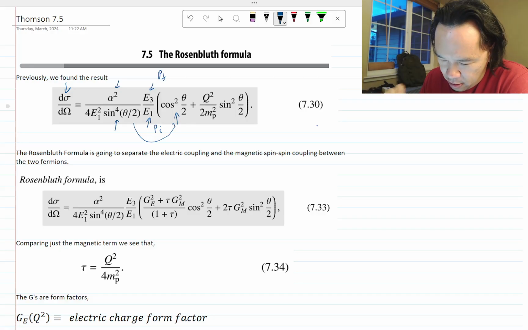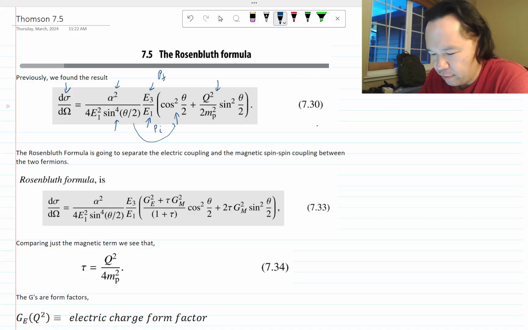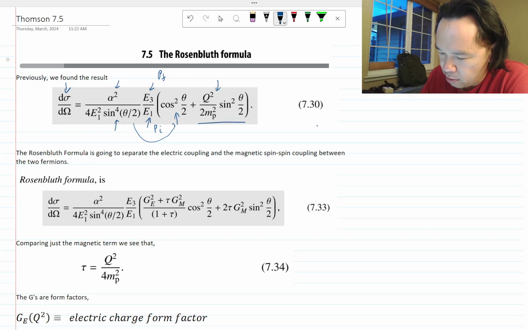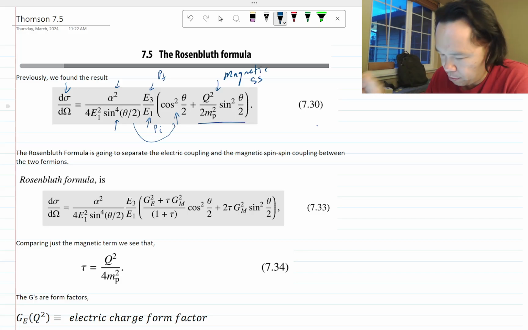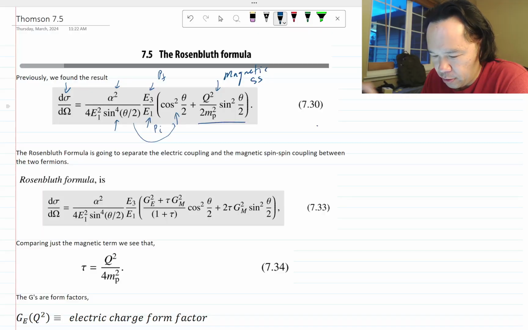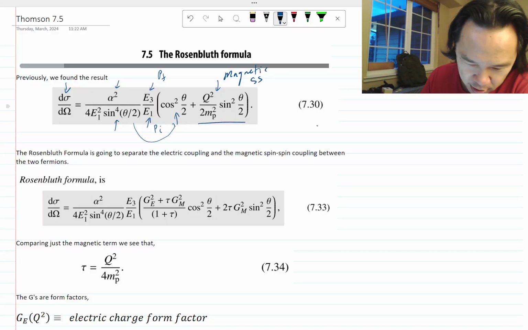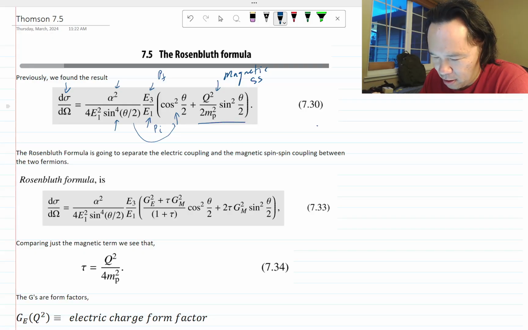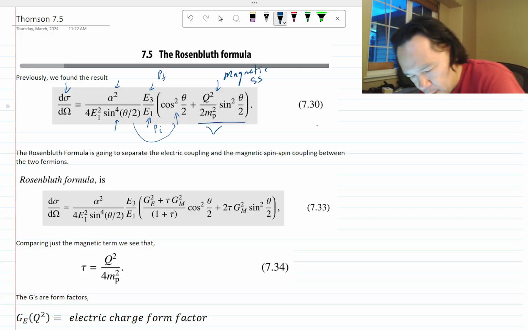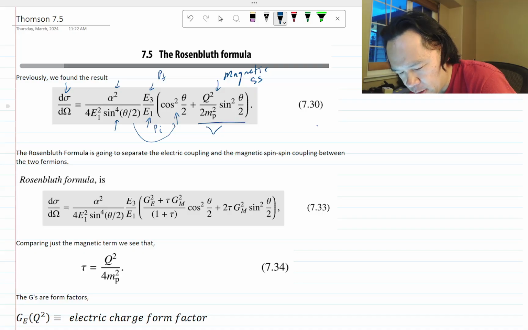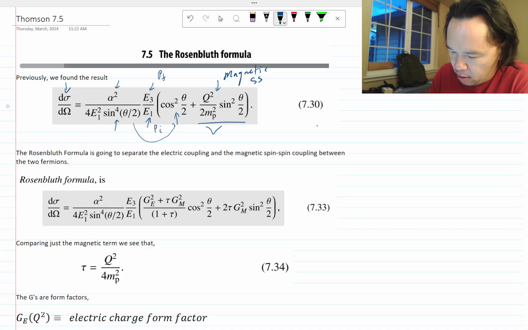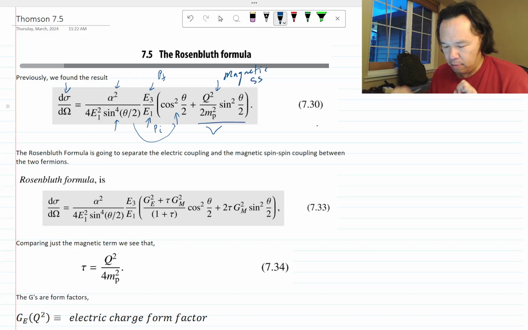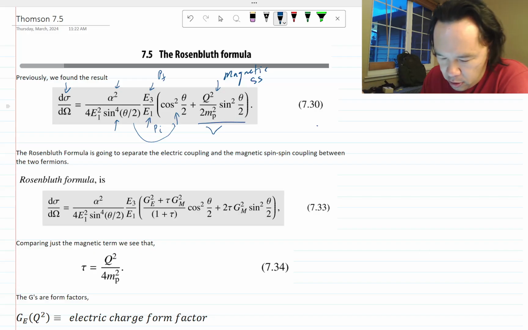Okay, and then last time when we did the high energy version of this, we picked up this additional term, which is the magnetic spin pairing term, which is proportional to Q squared. Remember, capital Q squared is the opposite of negative q squared, just to make the sign always positive. So this term always contributes positively to the cross section, with sine squared theta towards the end. And you can actually decouple these things, and we're going to see how the Rosenbluth formula does this.